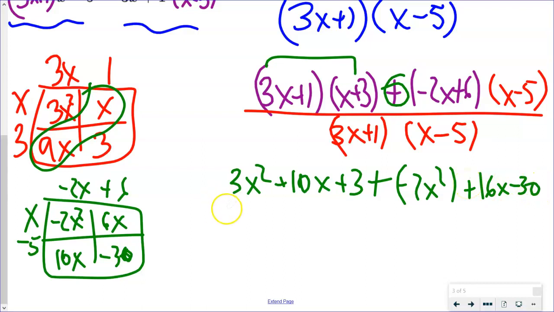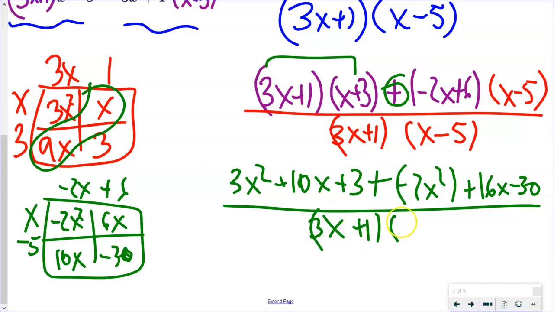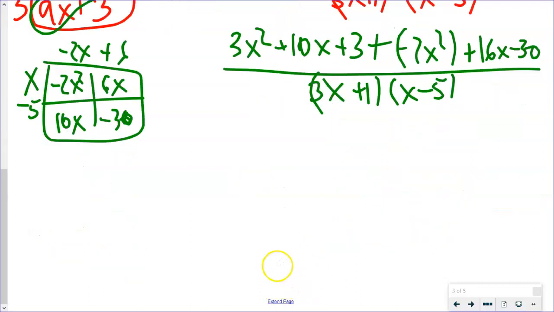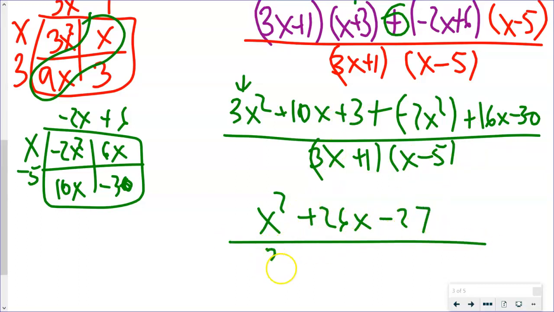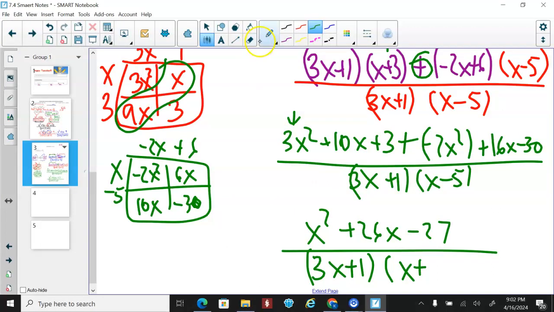So again, very similar. So if you combine it, it's going to come up to the same answer, okay? Because again, you're combining 3x squared with negative 2x squared, so that's x squared. 10x plus 16x makes it 26x. And 3 and negative 30 is negative 27. So exactly the same answer. So whichever way you choose, it's fine. Oopsie, it's supposed to be negative. All right, so that's your finding method.